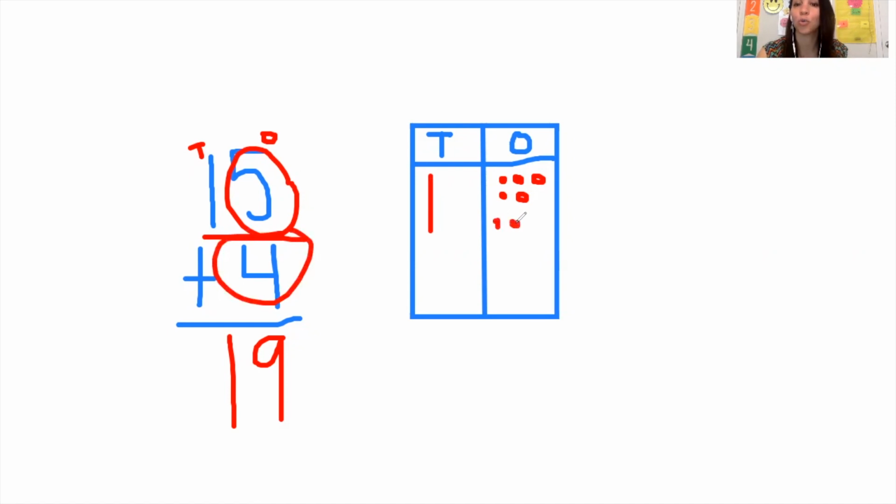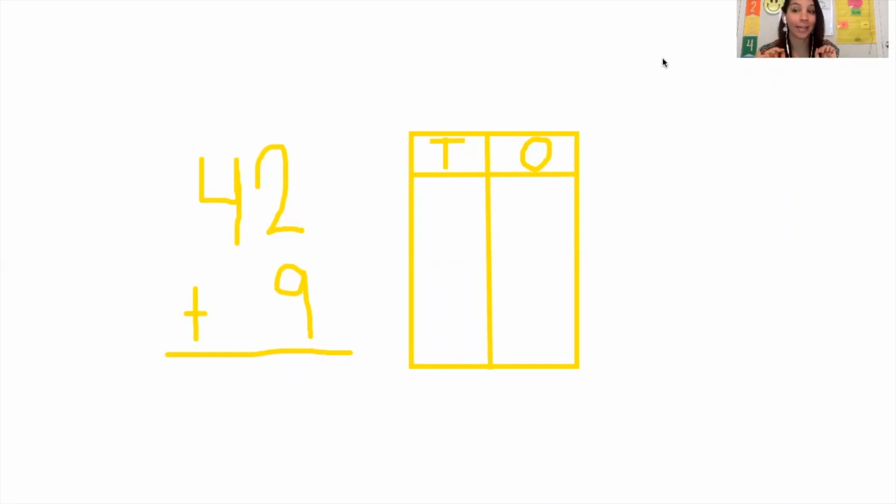1, 2, 3, 4. Let me make sure there's not 10 or more, because then I would have to regroup. 1, 2, 3, 4, 5, 6, 7, 8, 9. We're good. 32 plus 9. Go ahead and hit pause and then hit play when you solve the problem.